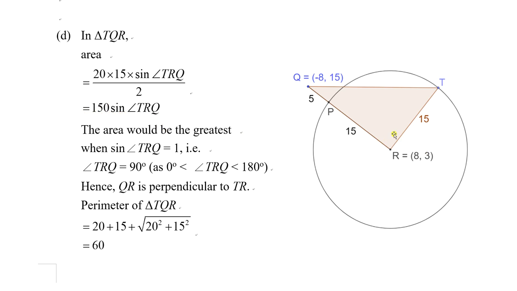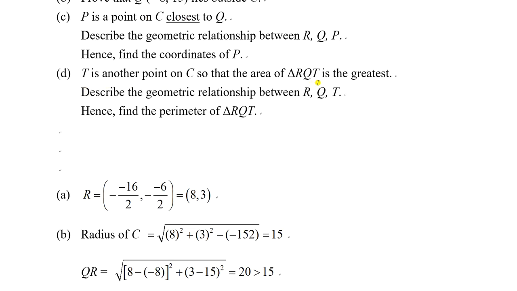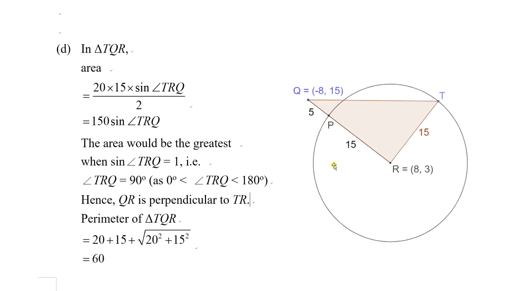Some of you may say, how about 270 degrees, or over 360 degrees? Okay, that's not possible, because when you are talking about a triangle, the maximum angle should be less than 180 degrees. So here you will say, if I want sine angle TRQ to be the greatest, that's 1, then angle TRQ should be 90 degrees. Therefore, QR is perpendicular to TR. You should answer this way because the question asks you to describe the geometric relationship between R, Q, and T.